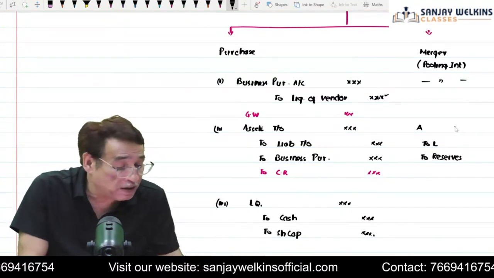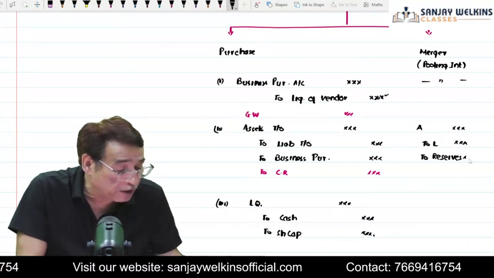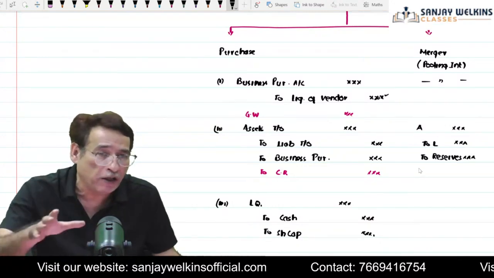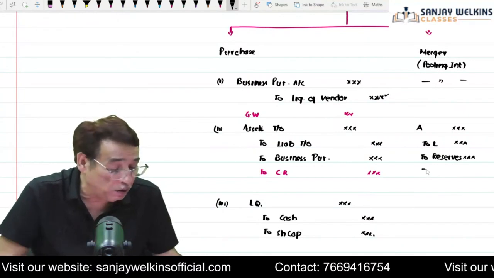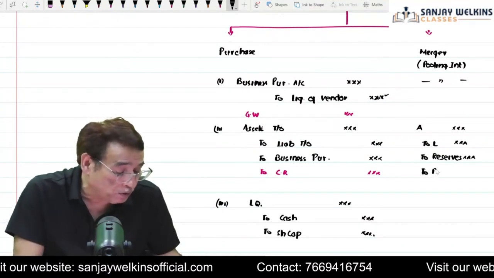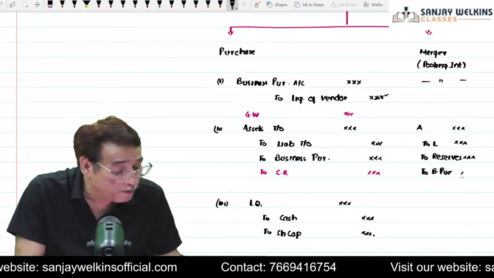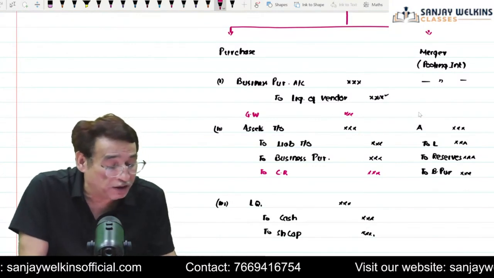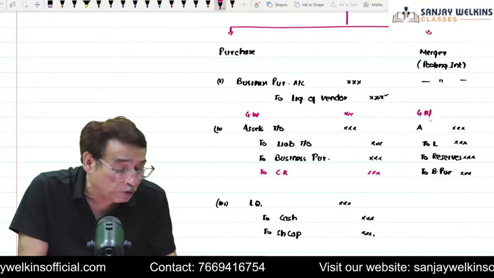So all the assets you will take over, you will write the liabilities, but at book value. Besides that, you will write the reserves which are appearing. For example, there is a P&L balance, there is a general reserve. You will also write P&L and general reserve. Then you will write here business purchase account. And then, if the difference comes towards the debit side, you can write reserve, general reserve or P&L. It is up to you.